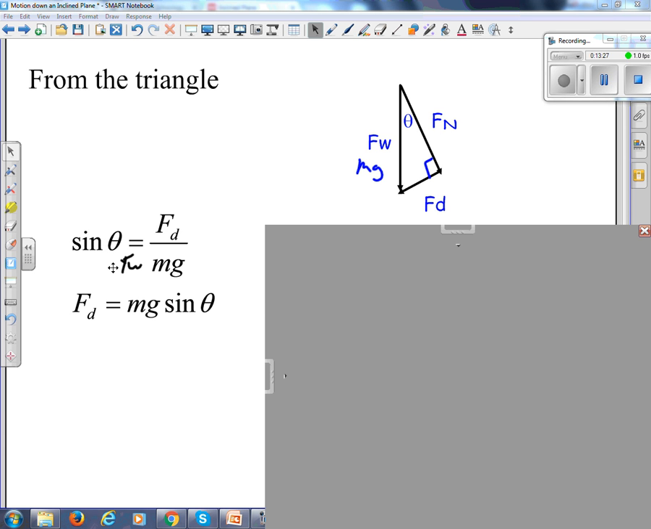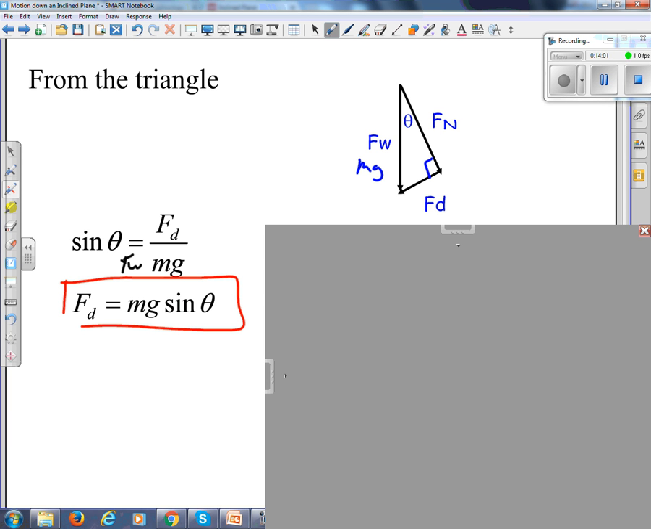Mass times gravity equals Fw, absolutely. That is a formula. So Fd, the component of the gravity acting down the plane, is equal to mass times gravity times the sine of theta. And as the angle increases, the sine of the angle increases, which means you get a number that's closer and closer to 9.8. What's the sine of 90 degrees? Anyone know?